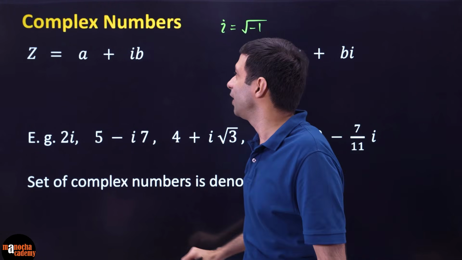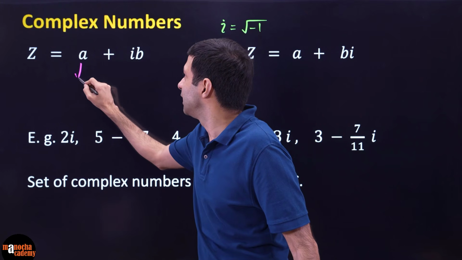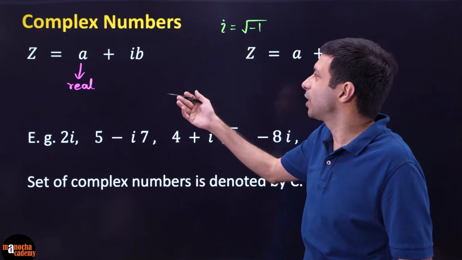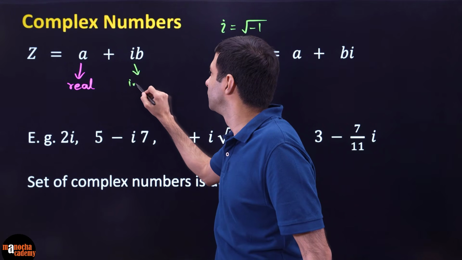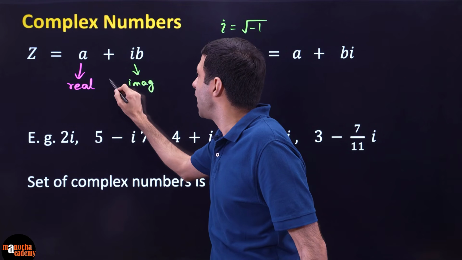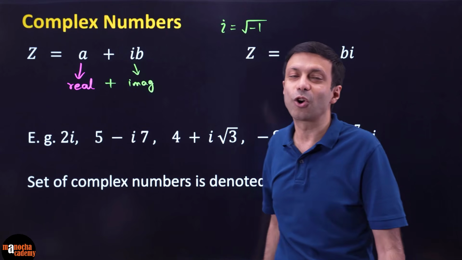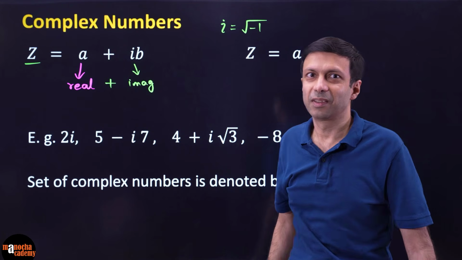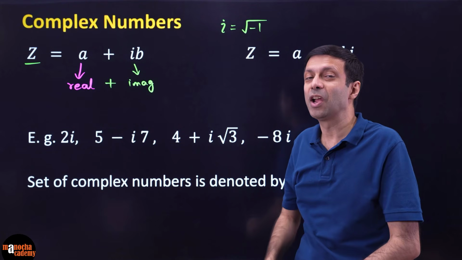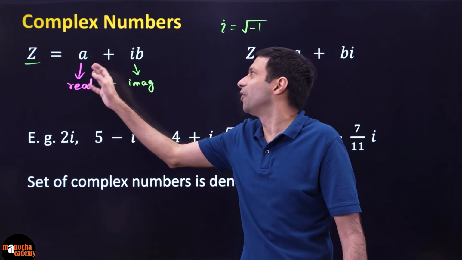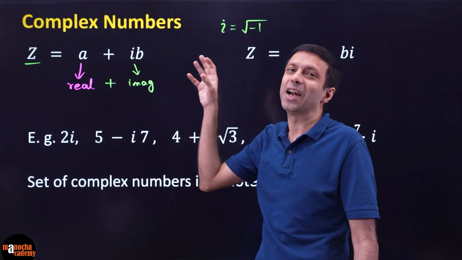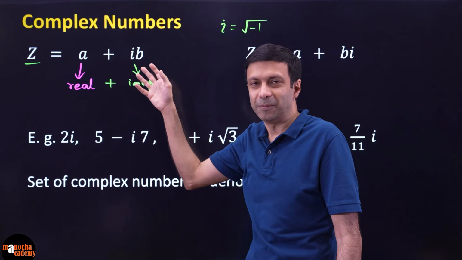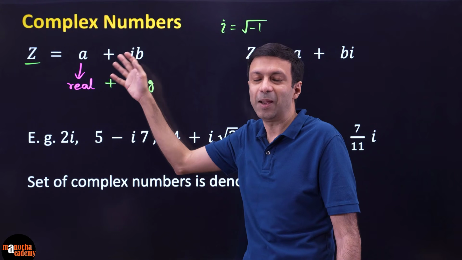So if a is our real number and b times iota, or iota b, is our imaginary number, if you add these two up, you get your complex number, which is represented by the letter Z. So is this clear? Very important concept. Complex numbers are basically your real number plus the imaginary number, right? So we can say Z equals a plus iota b, a plus ib, or a plus iota b.